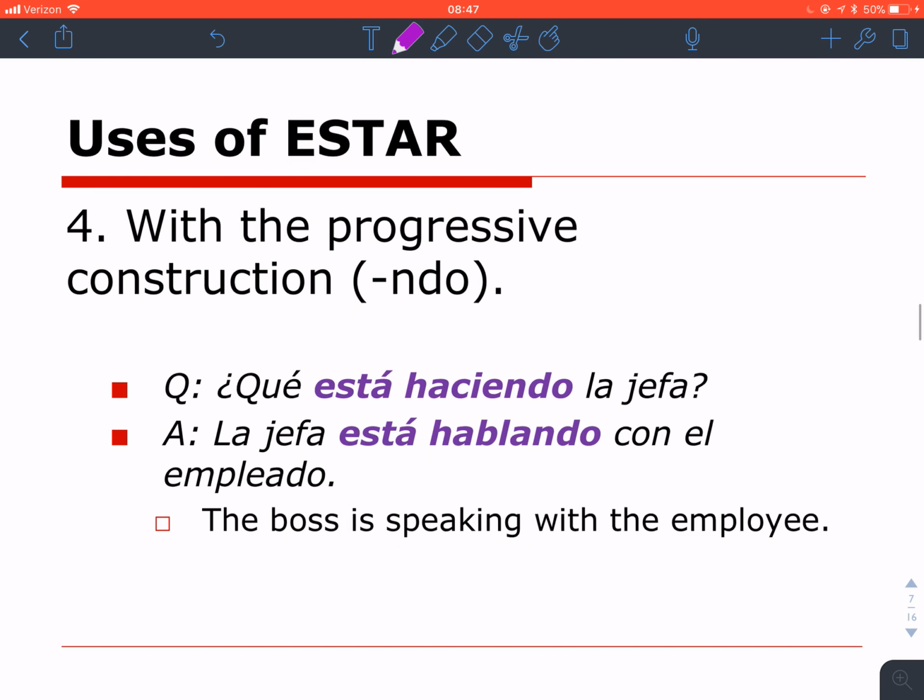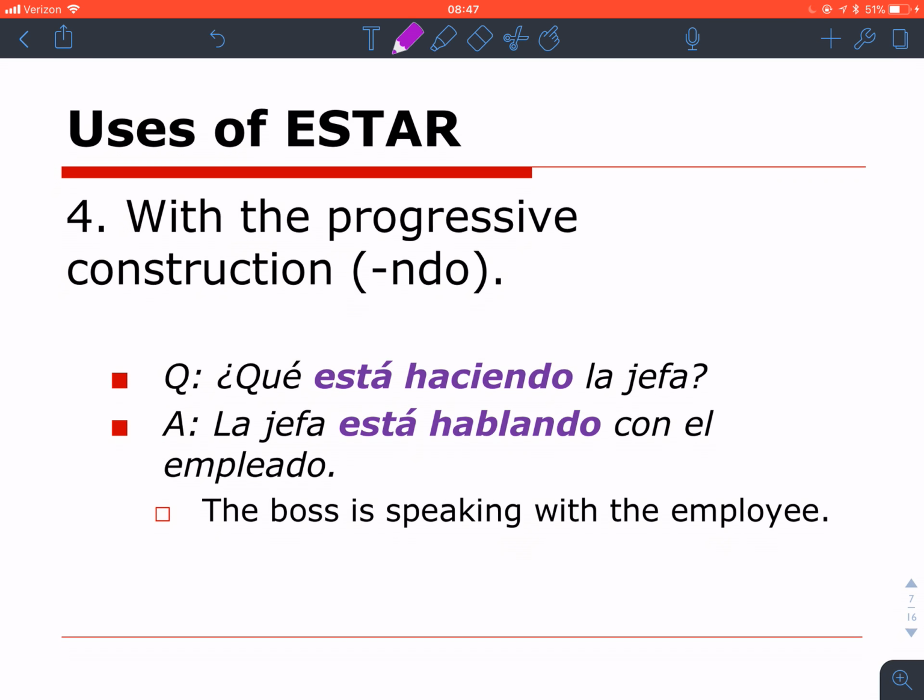The fourth use, which is some new information, is using estar with the progressive. Here's an overview of what the progressive looks like. We have ¿Qué está haciendo la jefa? La jefa está hablando con el empleado. You can see that there's a form of estar here, but here is now an unfamiliar form that's hooked onto it to make one action that is progressing.